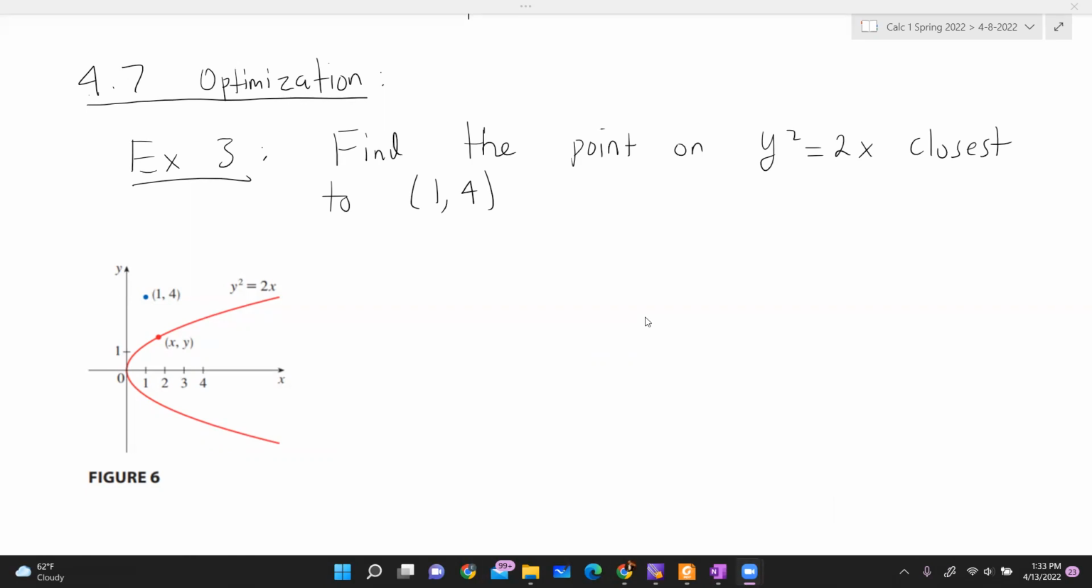This is figure 6, which comes from the book. So here's the parabola in red. Here's just a generic point (x, y) on the parabola. And then there's the point (1, 4) in the plane. So first of all, it's clear that the closest point has to be on the part of the parabola that's in the first quadrant, but we'll deduce that that point is in the first quadrant.